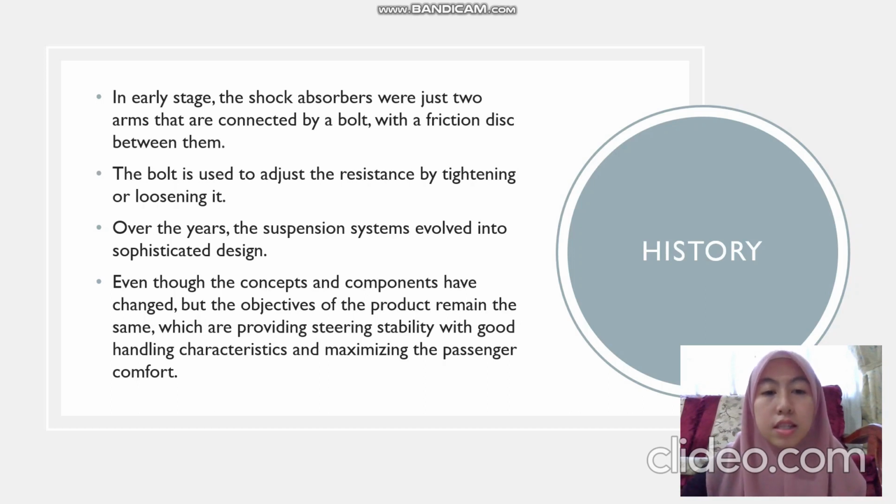Over the years, the suspension systems evolved into sophisticated designs. Even though the concepts and components have changed, the objectives of the product still remain the same, which are to provide steering stability with good handling characteristics and to maximize the passenger comfort.